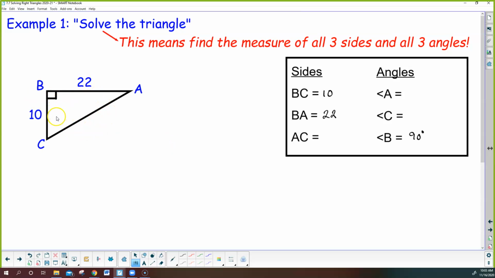So when you look at this, we have 2 sides. I can always find the third side by using Pythagorean theorem. And notice the third side is the hypotenuse. So I'm just going to do some real quick Pythagorean theorem here and find the length of AC. Nothing new here.